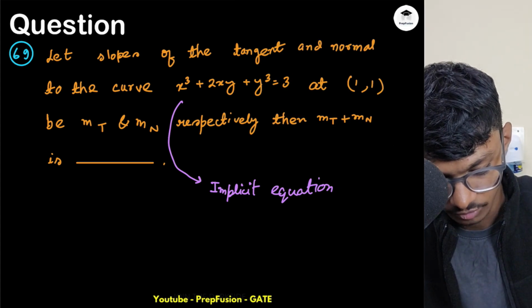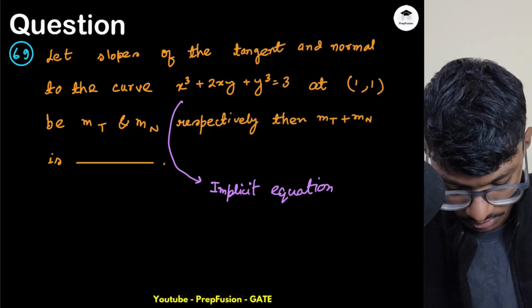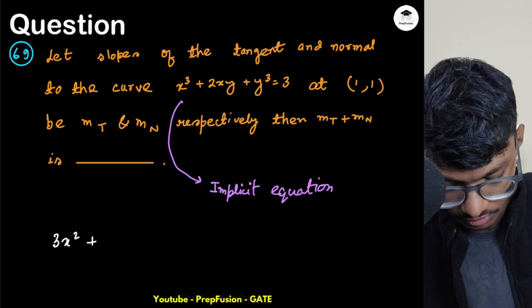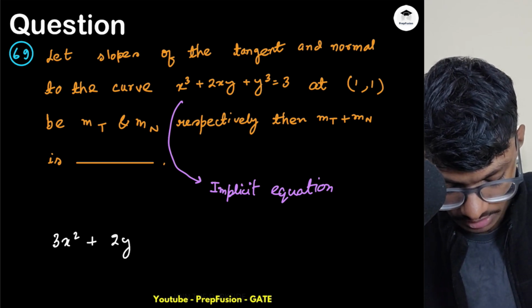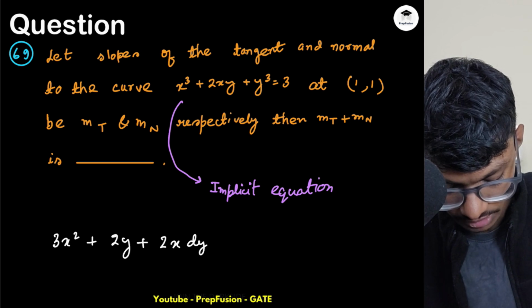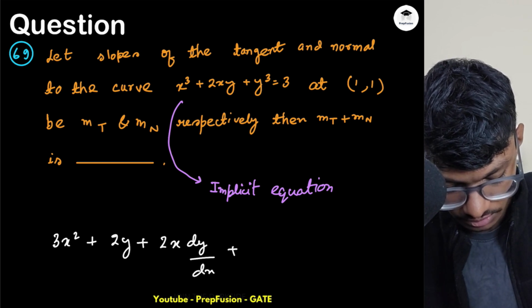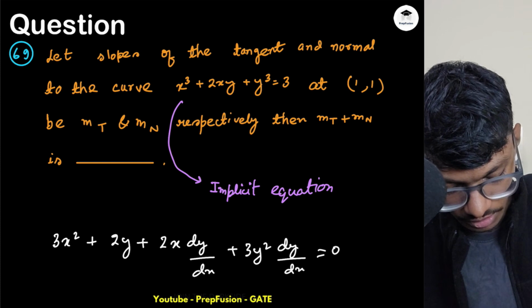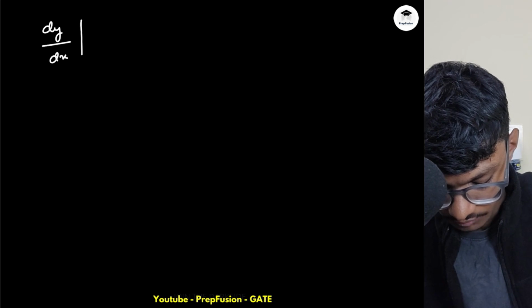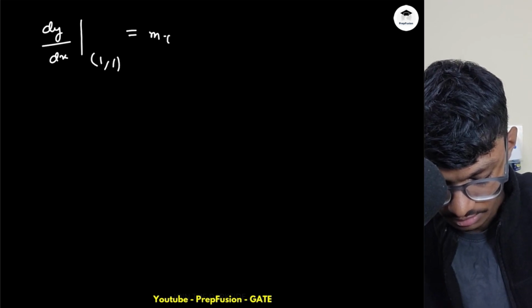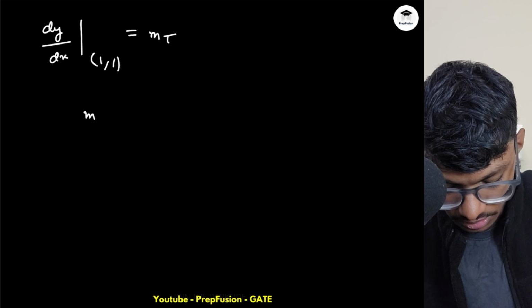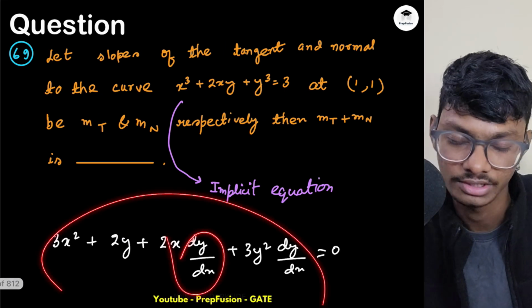So obviously I will take the derivative on both sides. If I differentiate on both sides, this will be 3x square plus, now I have to apply the chain rule, so this will be 2y plus 2x into dy upon dx plus 3y square into dy upon dx equals 0. Now you put that value (1, 1). So dy upon dx at (1, 1) is basically my mt. So what will be my mt? I can put (1, 1) in this equation, and dy by dx I can replace with mt.